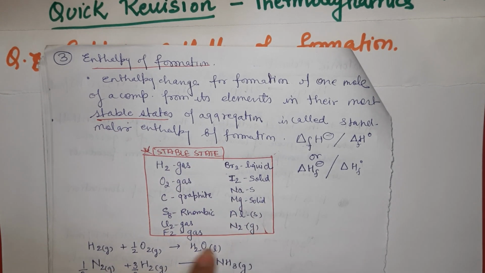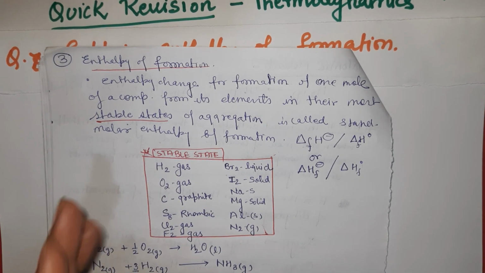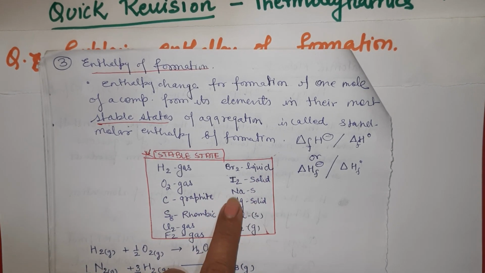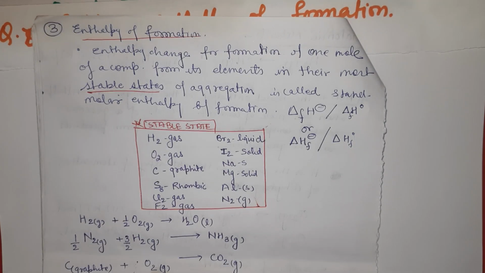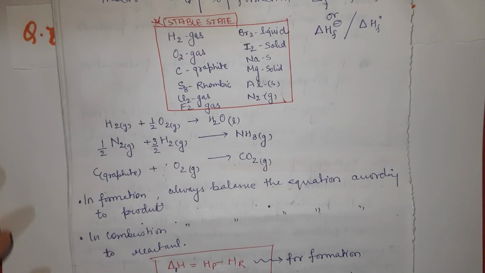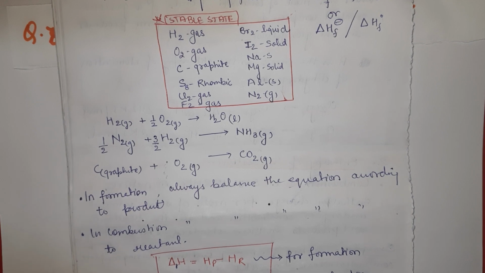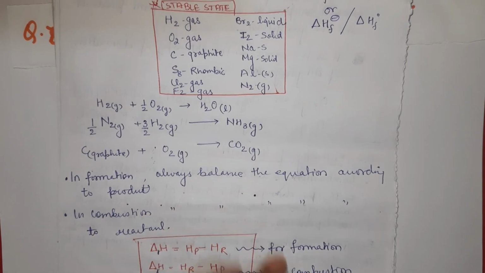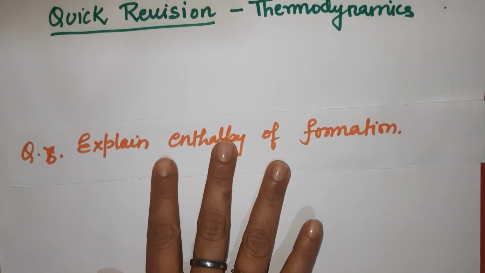I have given you some of the elemental forms in which these exist, like Br2 always exists as liquid, I2 is solid, sodium is solid. So you have to learn this table, and this will help in the calculation of several examples. Here you can see the examples, and this is the relation. For formation I had compared formation and combustion. So this is the way you attempt this question.